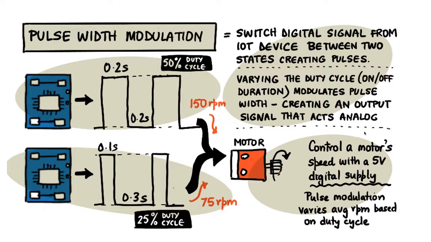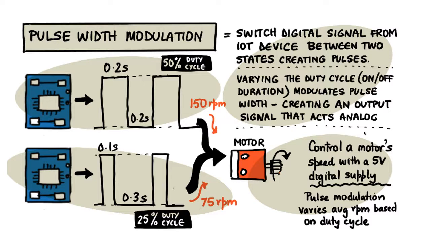The idea of pulse width modulation is you send a little bit of power and the thing happens. Then you stop. Then a little bit of power, the thing happens. Then you stop. And if you do that quickly enough, then you end up with a motor spinning at a relatively slow speed or whatever speed you want.